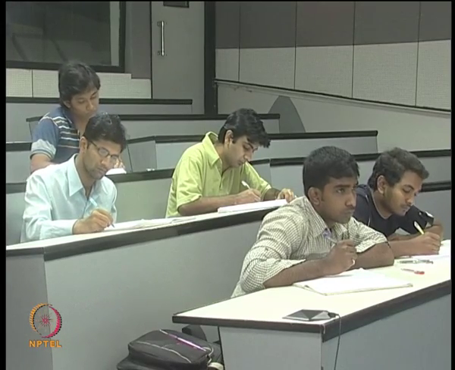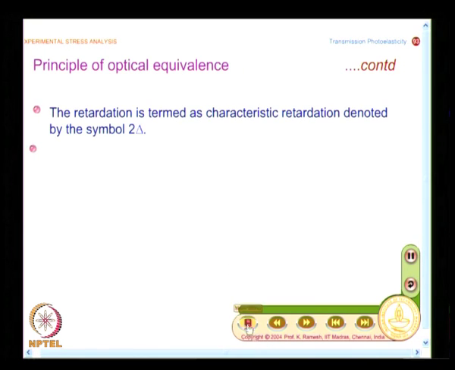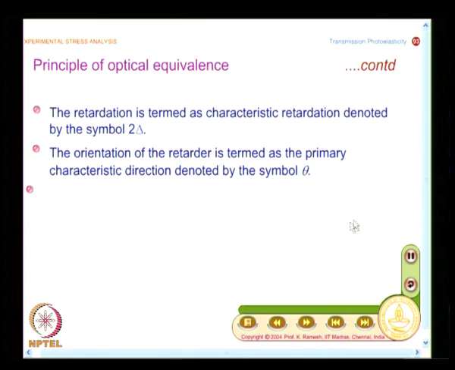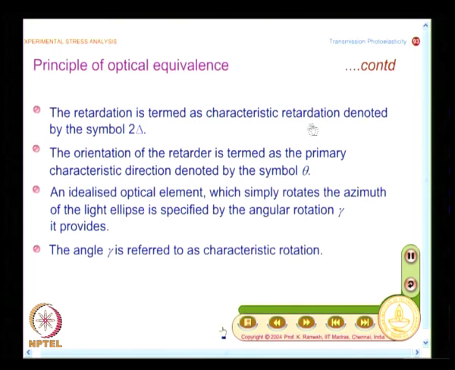And what you can think of is I can have a series of retarders and analyze it by Jones calculus, and whatever I have said, retardation is termed as characteristic retardation labeled as 2 delta. The orientation of the retarder is termed as the primary characteristic direction denoted by the symbol theta. The rotation is labeled as characteristic rotation, given by gamma. So, these are all the 3 quantities I determine experimentally for a 3 dimensional photoelastic analysis.